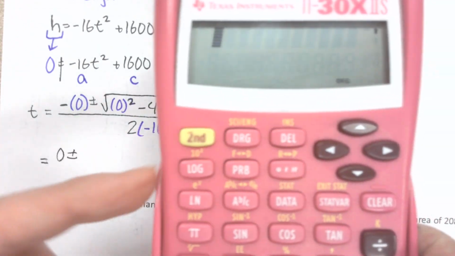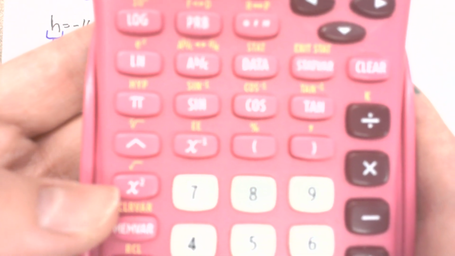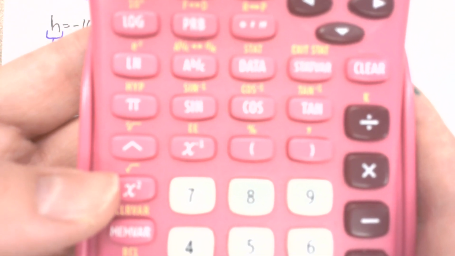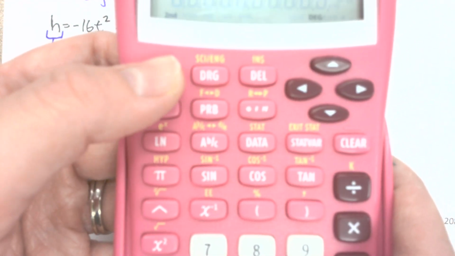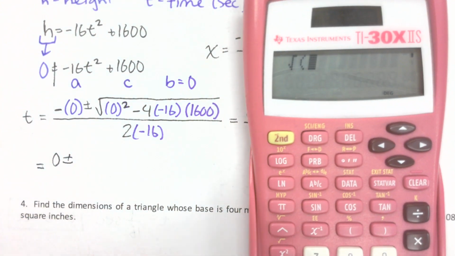On this calculator specifically, if you haven't found the square root button yet, the x squared button is down here, and right above it, you can kind of see the little square root symbol. So you're going to hit second, and then this x squared button. That's how you get that on the calculator, if you haven't already figured that out.